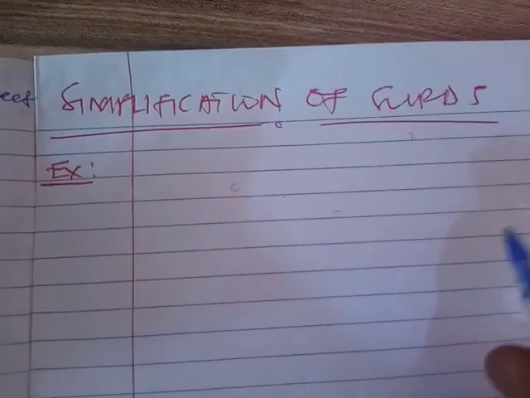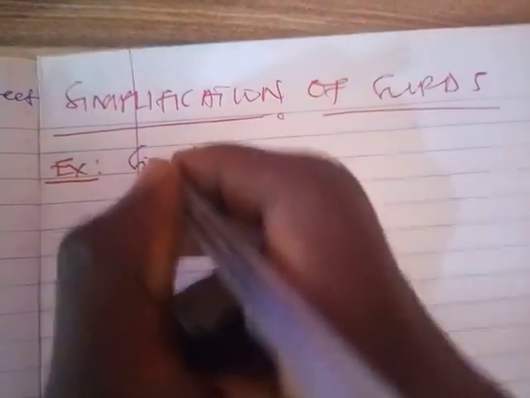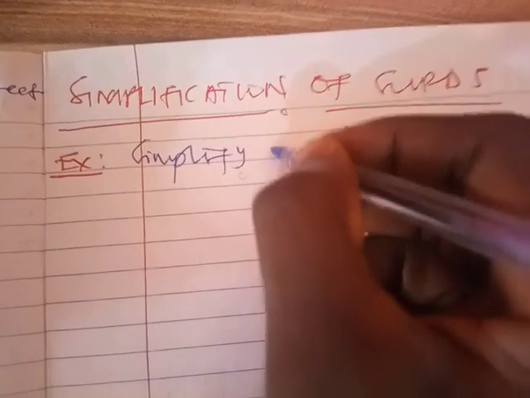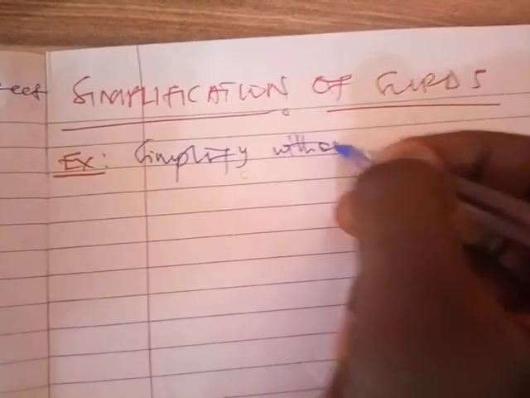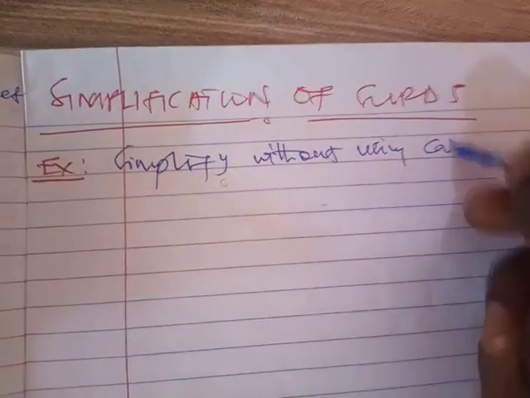Now the next aspect we are going to look at is simplification of surds. Now under simplification of surds, when a question is given to you, a question say simplify without using calculators.